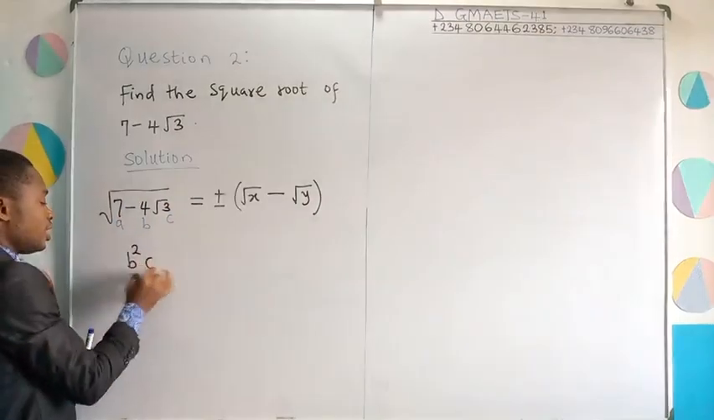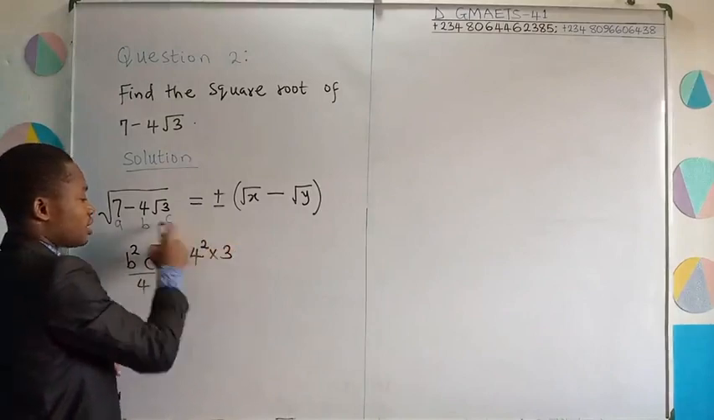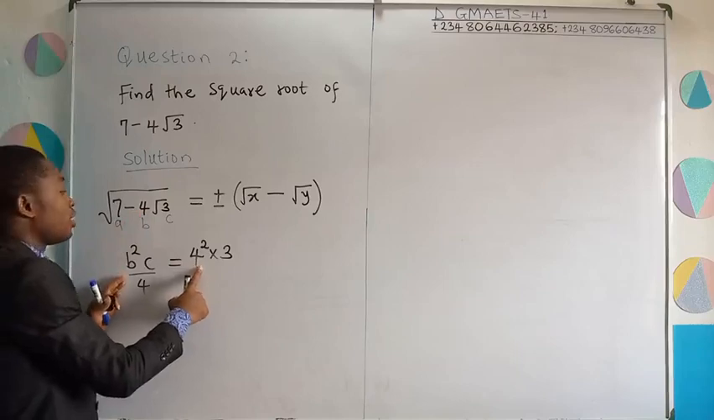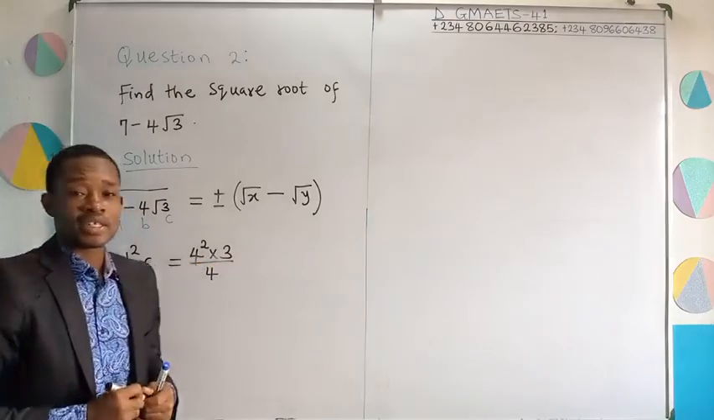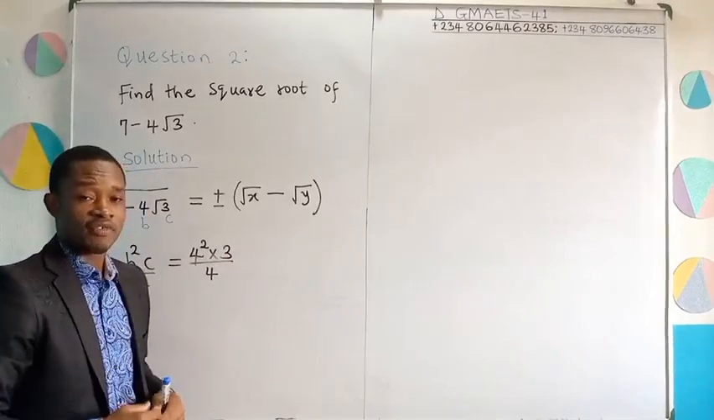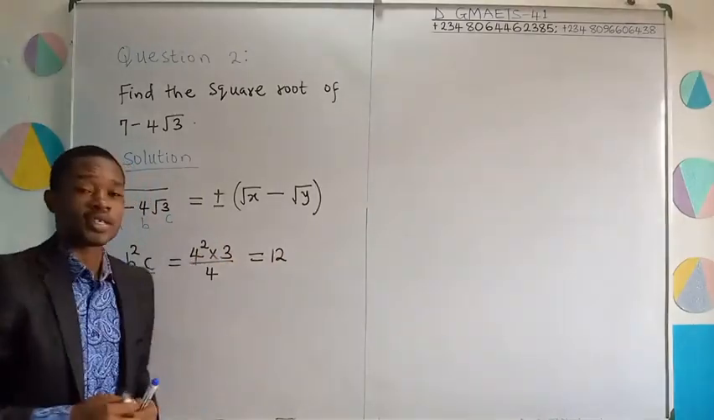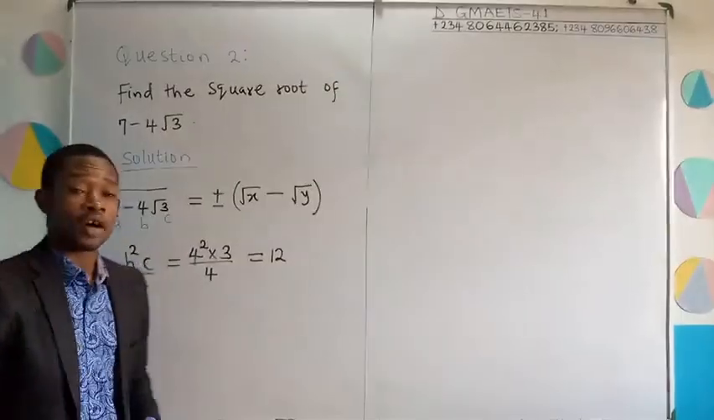B squared times c divided by 4. This is going to give us 4 squared times c, which is 3. 4 is b, take note. So it's going to be 4 squared times 3 divided by 4. If you work on 4 squared, you get 16 times 3, you get 48, divided by 4. That is going to give us 12. Or you simply do 4 squared, 16, divide that 16 by this 4, you get 4. 4 times 3, you get 12.